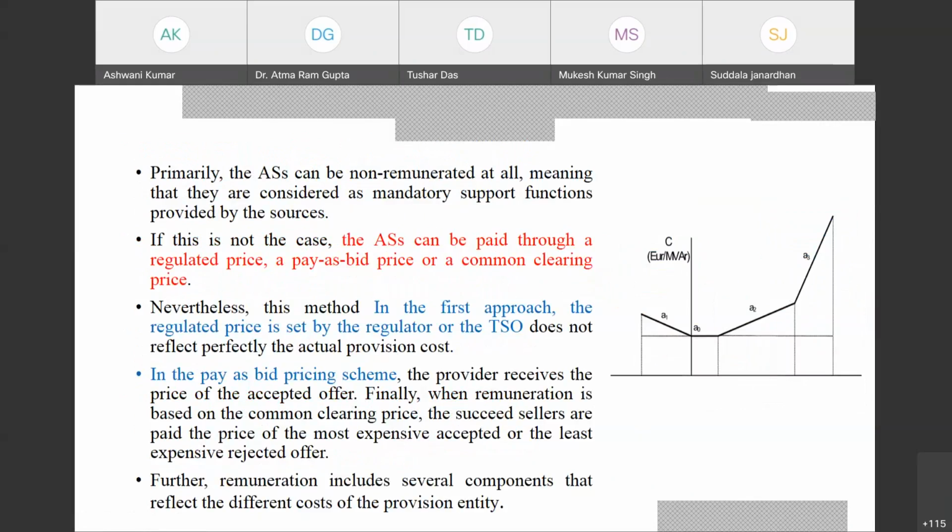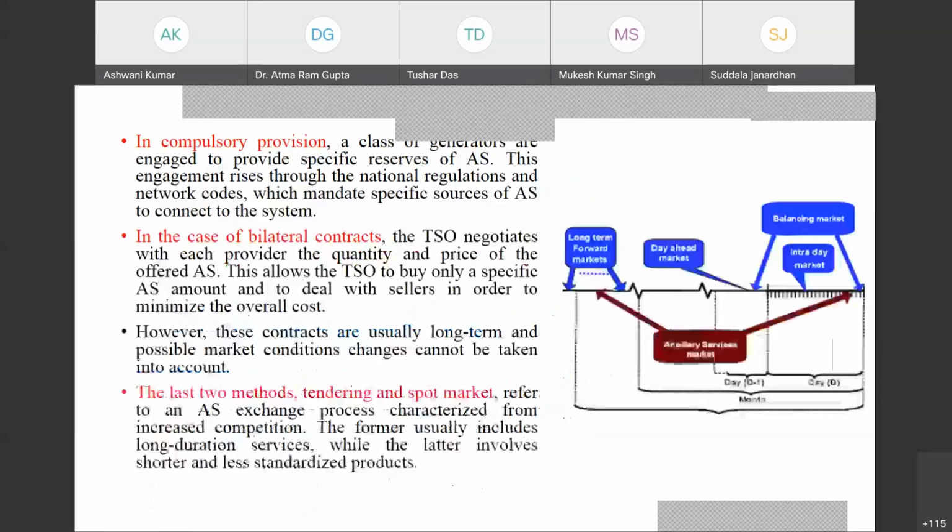So if this is not the case, then in a bilateral contract market, the transmission system operator has a capability to negotiate with the service provider for a particular quantity of the MVR or KVR as a reactive support and the cost component which is to be offered for the service. So in a bilateral contract, we have a negotiation of the service in the form of the KVR or MVR requirement and at what price. This is decided by the bilateral negotiation, and we call this kind of contract or market a bilateral contract market. And generally, these contracts may be long-term contracts.